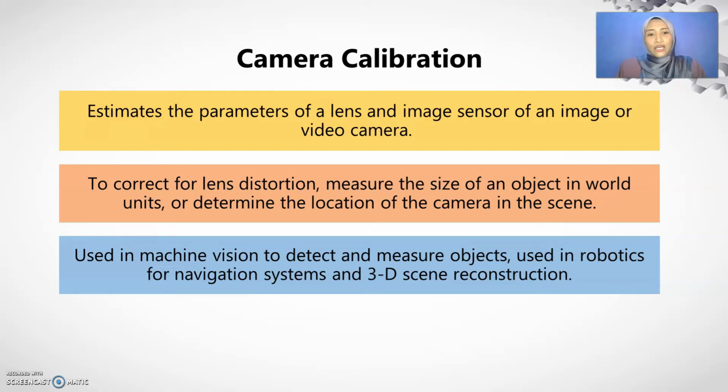Okay, what is camera calibration? Camera calibration is to estimate the parameters of a lens and image sensor of an image or video camera. The second use is to correct for lens distortion, measure the size of an object in world units, or determine the location of the camera in the scene. And the last one is to use it in machine vision to detect and measure objects, and also in robotics for navigation systems and 3D scene reconstruction.